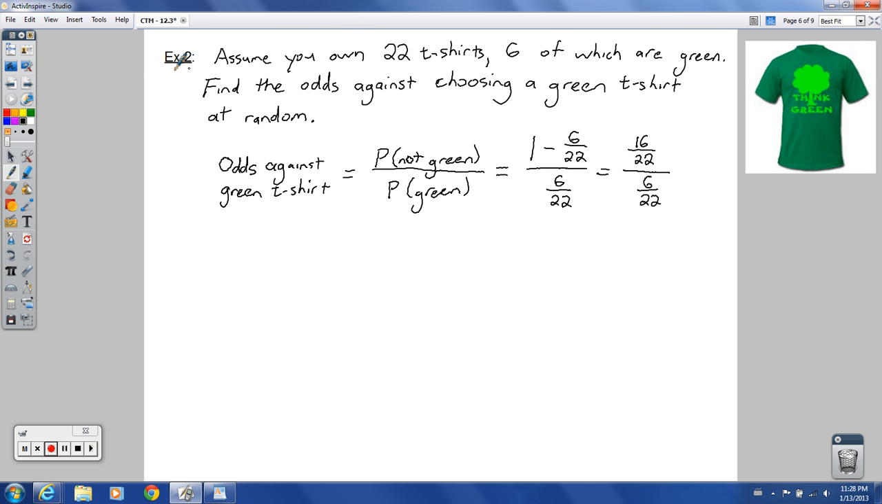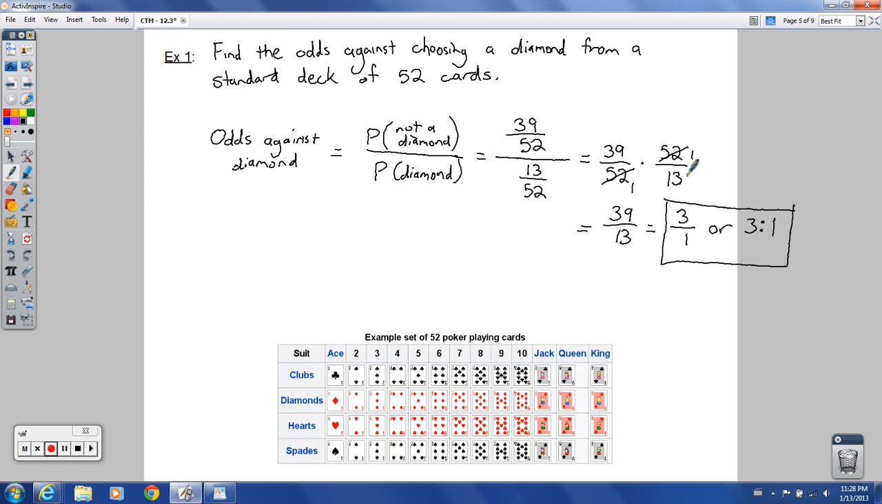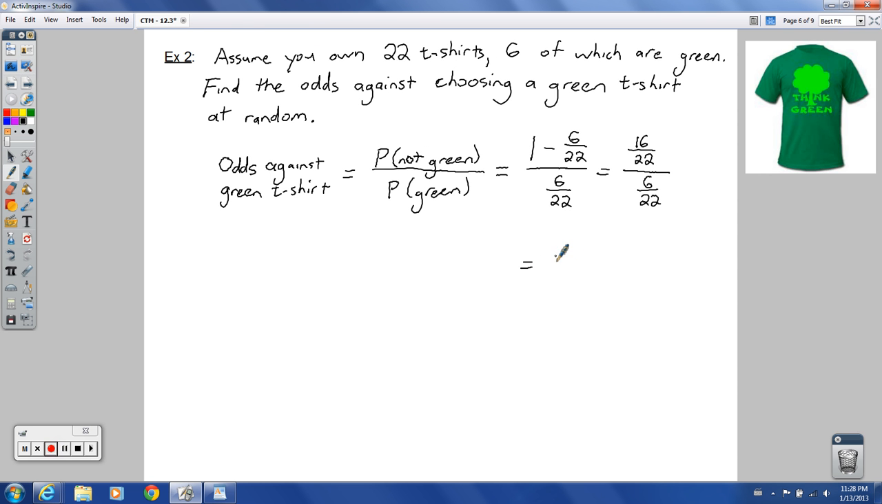You can do the same thing that we did over here. You can multiply by the reciprocal of that second fraction. So this is going to become 16 over 22 times 22 over 6. This will cancel with this, cross cancel. You have 16 over 6. You can reduce that to 8 over 3. So you can write it like that, or you can write it like this.